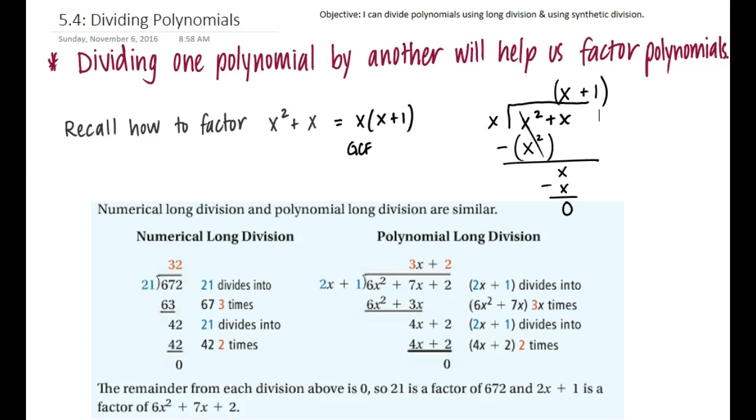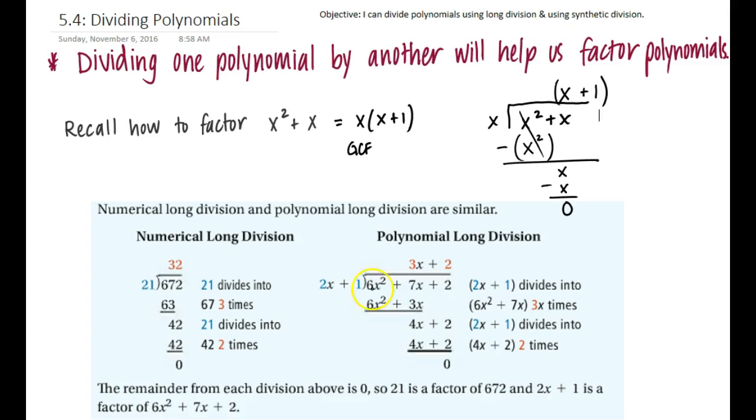Polynomial long division is very similar. The only difference is we have variables involved. And you can notice that these are the same numbers as in the numerical long division we just talked about. So in this problem, we're trying to figure out, is 2x plus 1 a factor of the polynomial 6x squared plus 7x plus 2? The way that we figure out it's a factor or not is if we get a remainder of 0. If we get a remainder of 0, then that means it is a factor of the given polynomial.